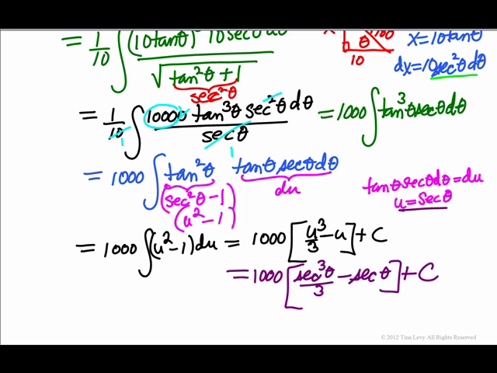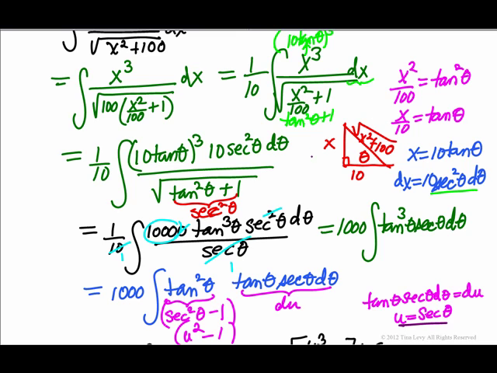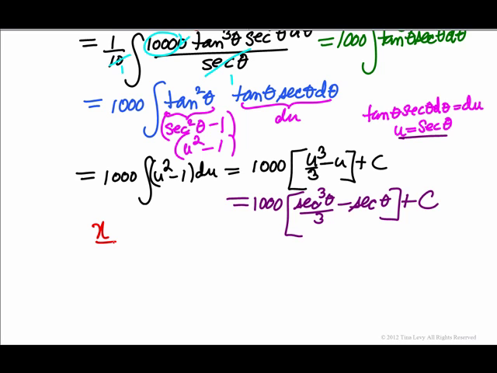To get back to x, I have to go to that triangle. And the triangle came from the fact that x over 10 was tangent theta. So we're going to go back with the triangle. So I know x over 10 is tangent theta, which gives me a triangle opposite over adjacent, and there we have square root of x squared plus 100. And I am now ready to use this triangle to put in secant.